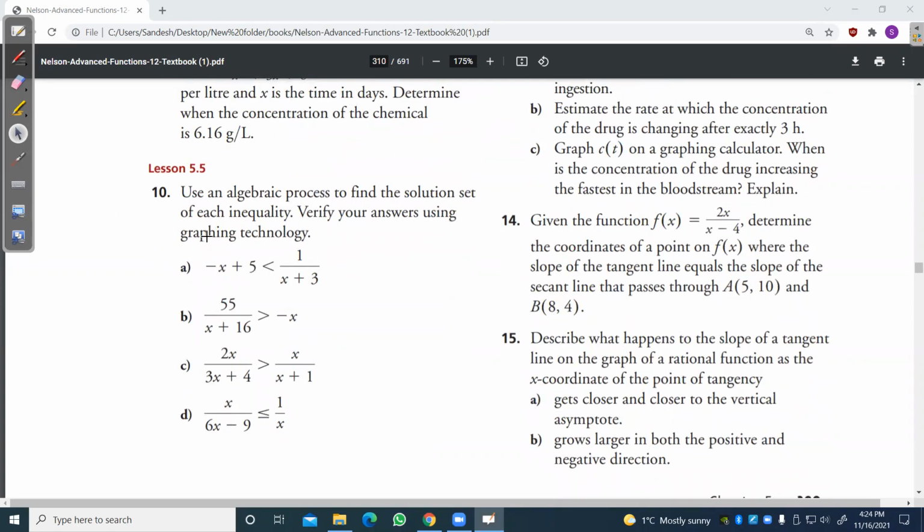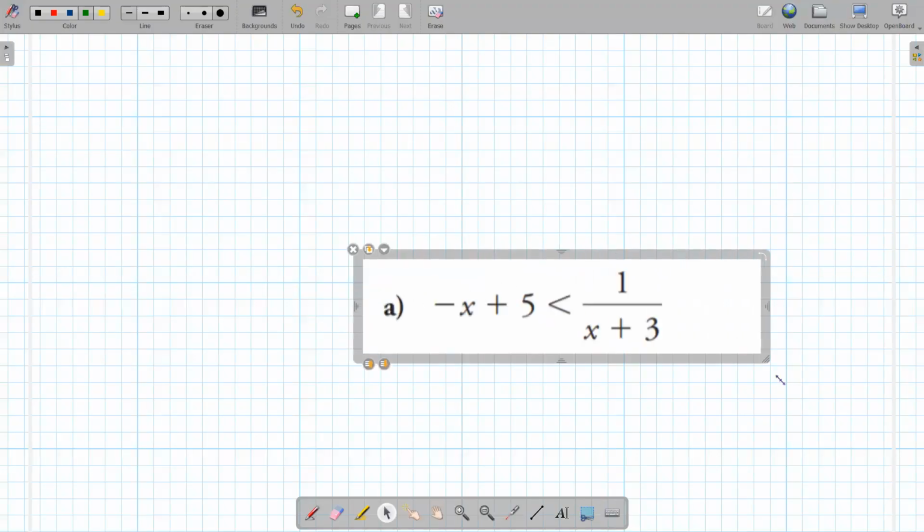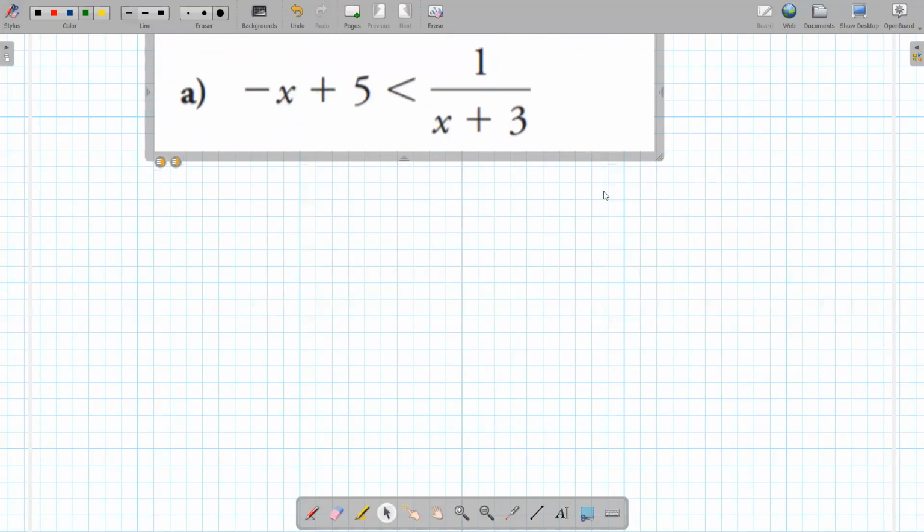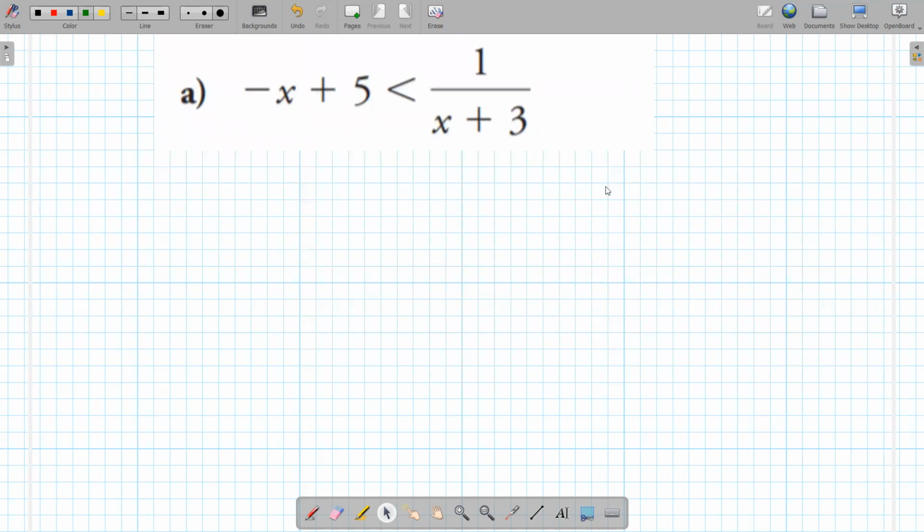All right, let's do some inequalities. All right, this one. Now we can't cross multiply because it's not an equation. How would we do this? So first, wouldn't you bring them all onto one side and set it equal to 0? Yes. So I guess we can just bring that to this side, over x plus 3 is less than 0.